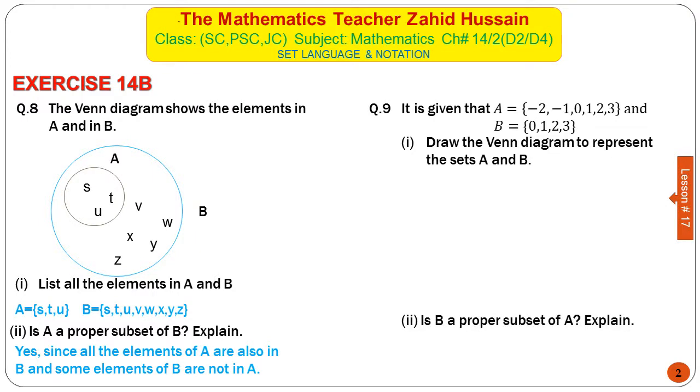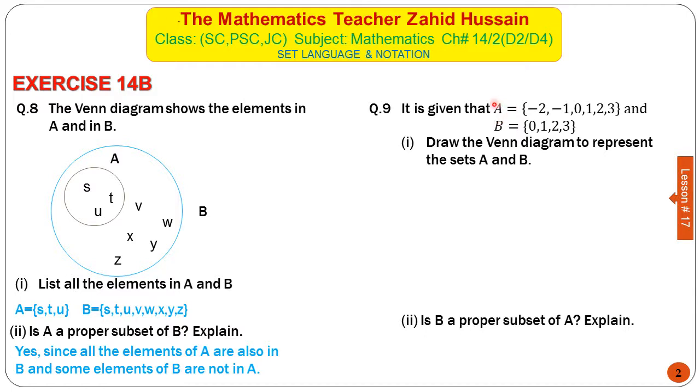Question number 9 of this exercise has two sets A and B given. You are asked to draw the Venn diagram in part 1. We will look at these two sets, whether they are disjoint, overlapping, or one is a subset of the other. These two sets are not disjoint because 1, 2, 3, 0 are common in both sets. They may be overlapping, but because all the elements of B are in A, therefore B is a subset of A. So the Venn diagram of these two sets will be one circle within the other.